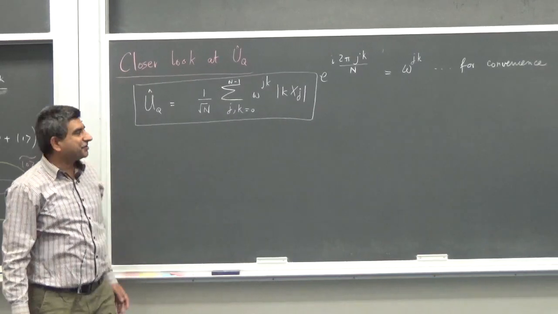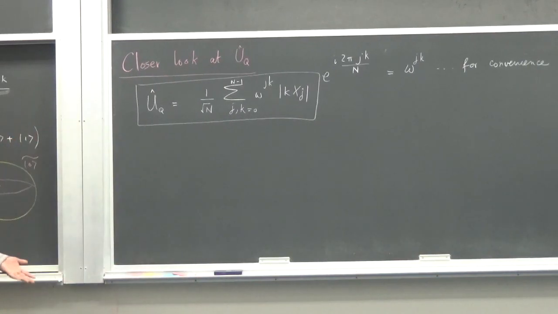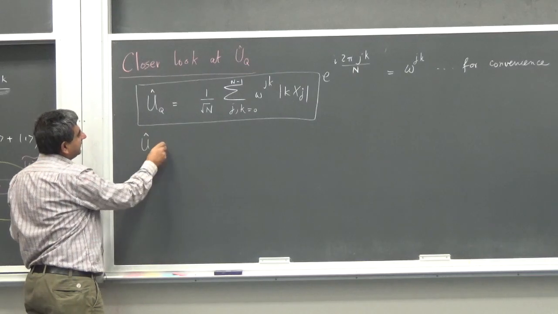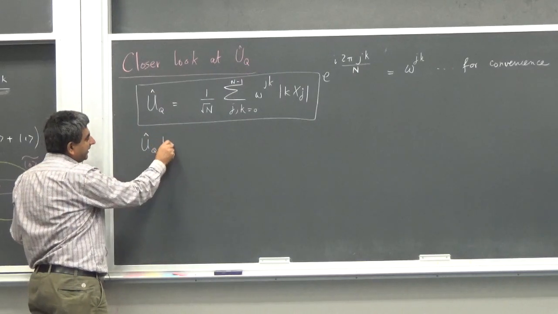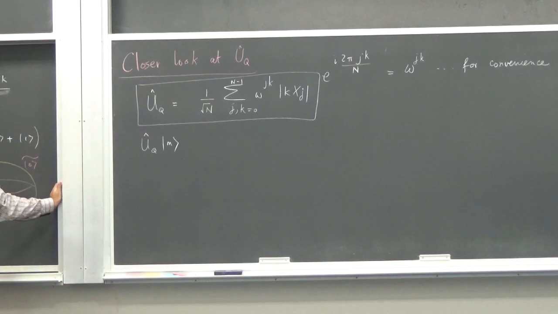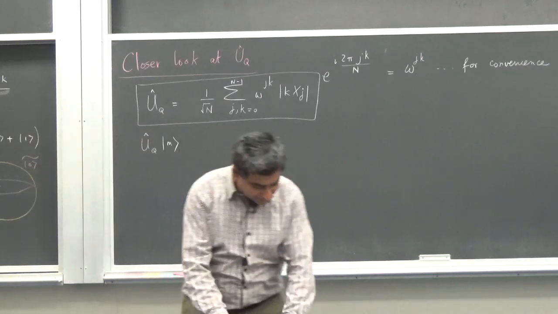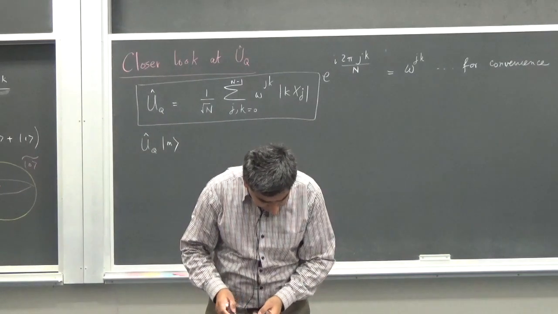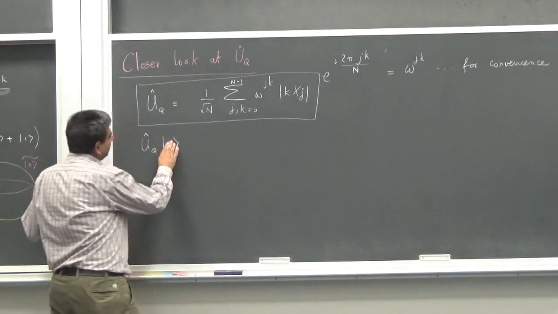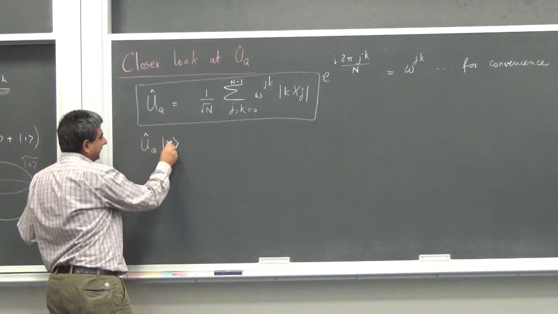Alright? So let's check whether this is indeed giving the desired operation. If I have UQ and this acts on some state, say ket m, or better still, let it operate on some arbitrary state, ket x.